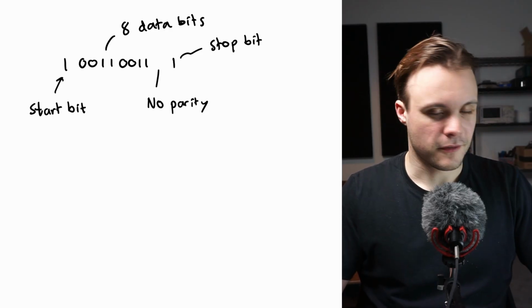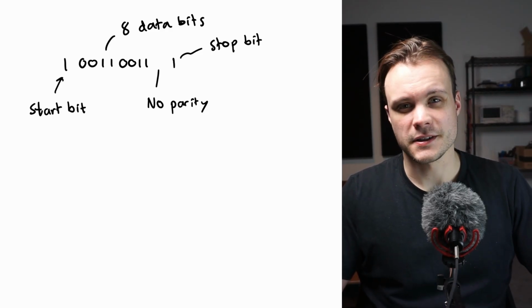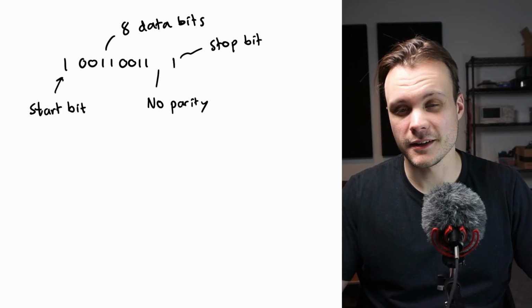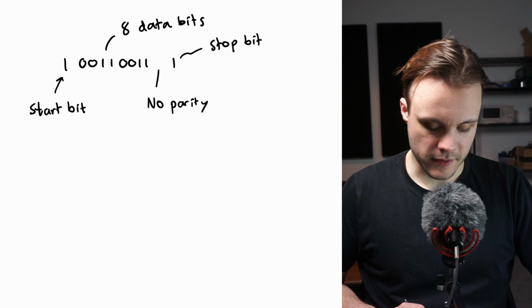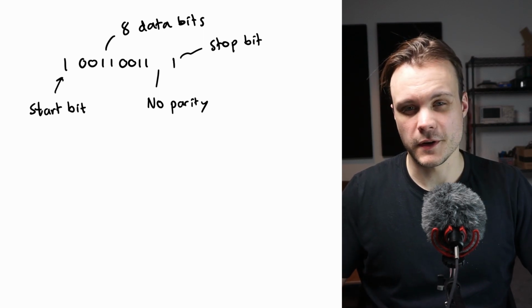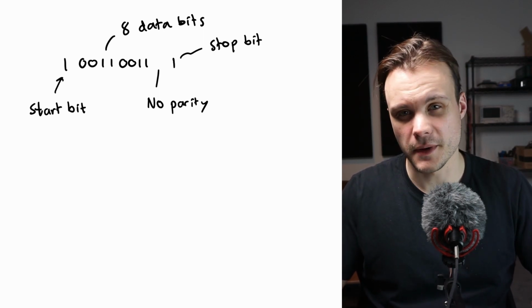and it wouldn't be the end of the world for me to have a few transmission errors, because sending traces to a terminal is not really a critical function. So 1 start bit, 8 data bits, no parity bit, and 1 stop bit is the default configuration of the UART peripheral on my microcontroller.